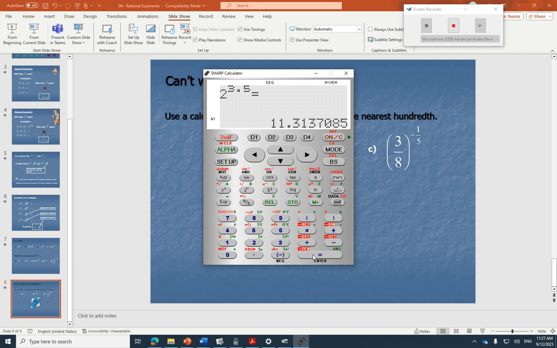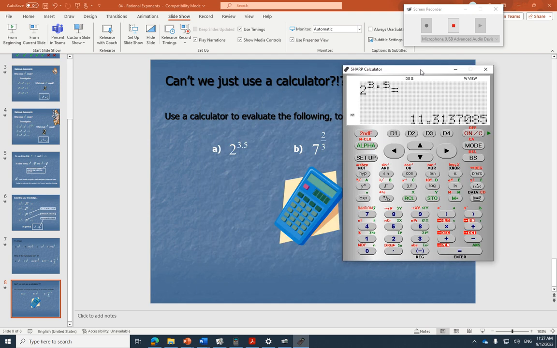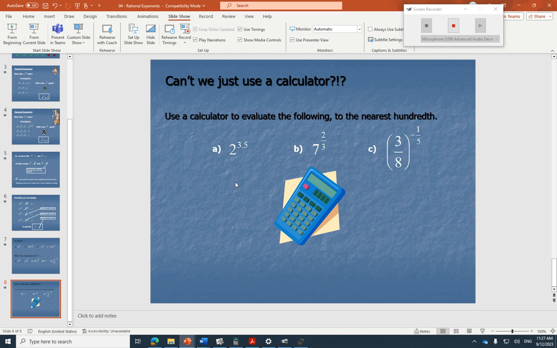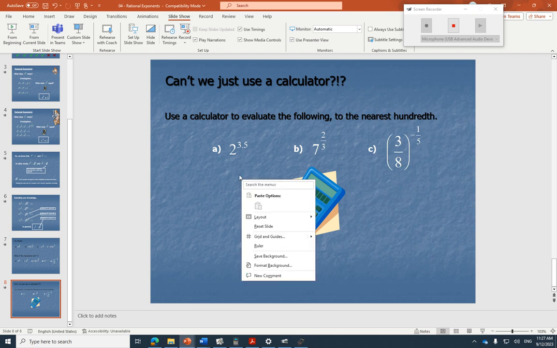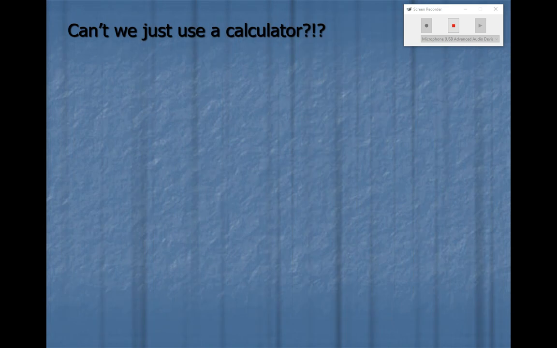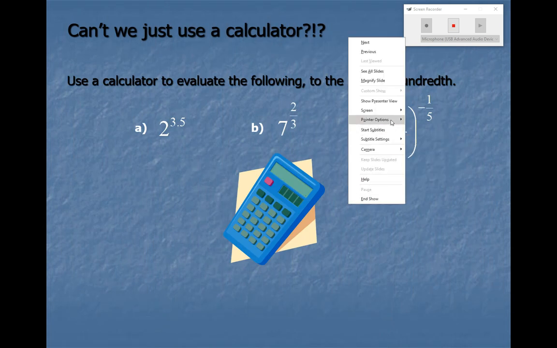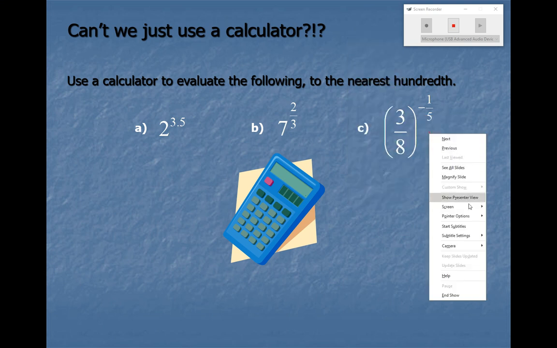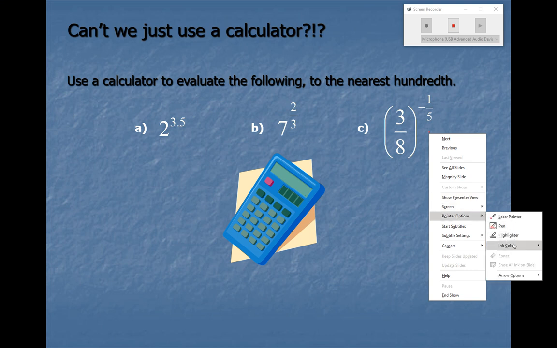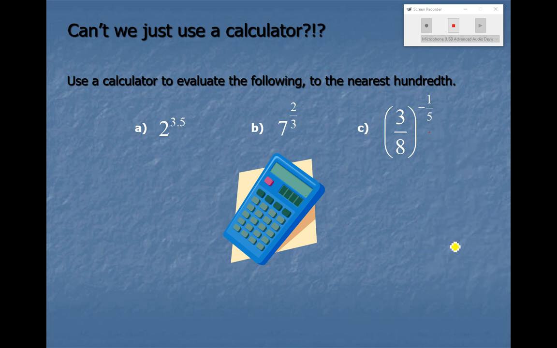So this is 11.31. I don't know what decimal places we'll use all the time. But a good guess when you don't know how many decimal places to use is 2. If you're not sure, use 2 decimal places. It equals 11.31. You technically should put a dot there whenever you're rounding off.